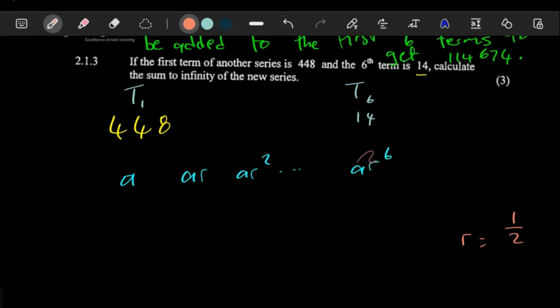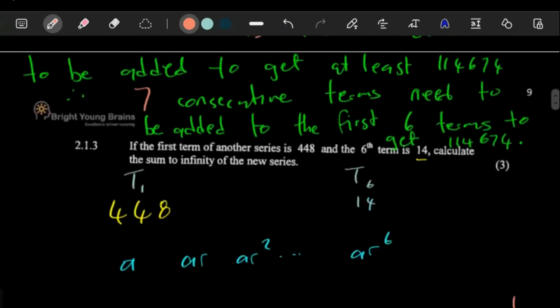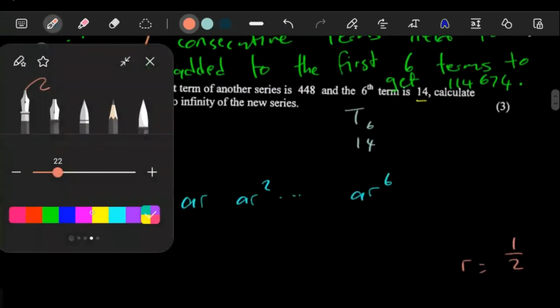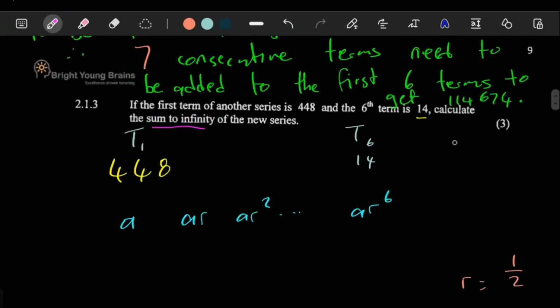So since you want to work out r here, you can use what we did over here, because the main question is asking us to get the sum to infinity. So you would have started off by saying, okay, our formula for sum to infinity is just this formula that's on your formula sheet. It's a over 1 minus r. So we have a already. We need r. You work out r the same way.